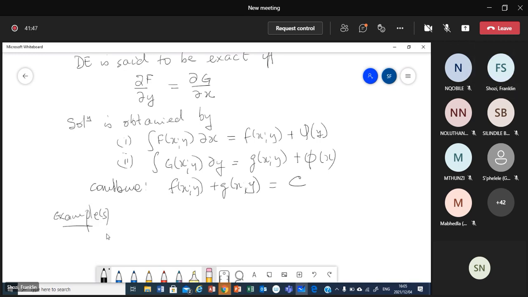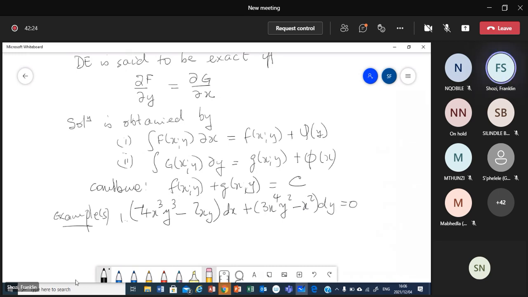An example, or examples. One: solve the following exact differential equation. It's (4x cubed y cubed minus 2xy) dx plus (3x to the power 4 y squared minus x squared) dy equal to 0.